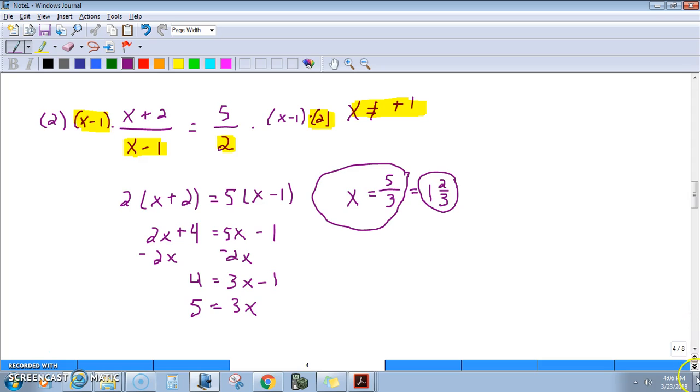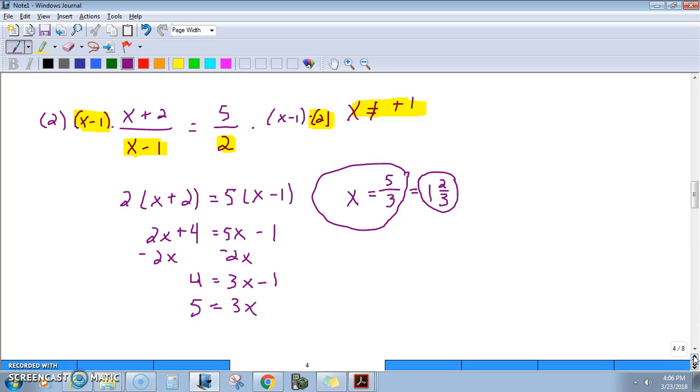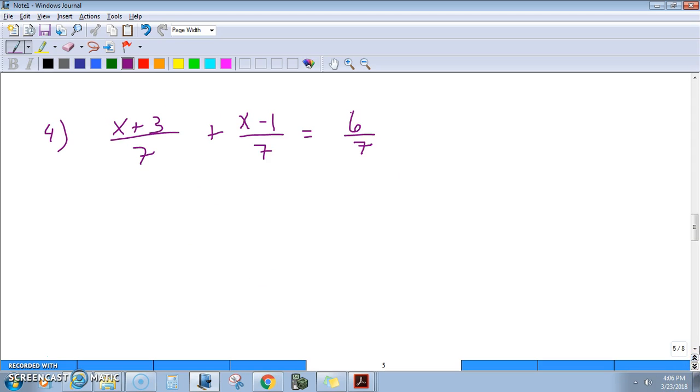Okay. All right, where are we? Oh, 4. Did I miss 3? Oh no, this was question number 3. Sorry, guys. Question number 4. So this is an interesting one. All of our denominators are 7. If all of the denominators are 7, all I'm worried about is making sure that the numerators work out, right?